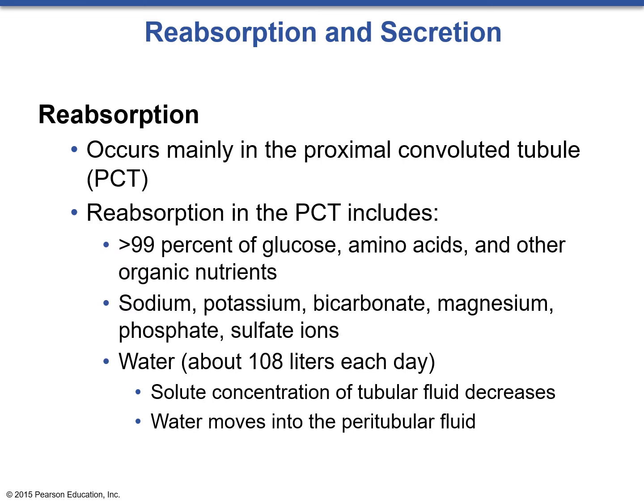Now that we've finished with filtration, we get to talk about reabsorption and secretion. Reabsorption occurs throughout the tubule, but it primarily occurs in the proximal convoluted tubule. Reabsorption in the proximal convoluted tubule accounts for almost 99% reabsorption of glucose, amino acids, a bunch of other organic nutrients, ions like sodium, potassium, bicarbonate, magnesium, phosphates, sulfates, and of course, water. Water is going to be reabsorbed throughout, and there's a huge overall mechanism involving water reabsorption into the capillaries, where water moves from the tubular fluid into the peritubular fluid.